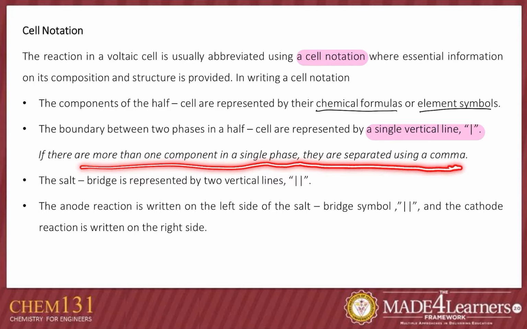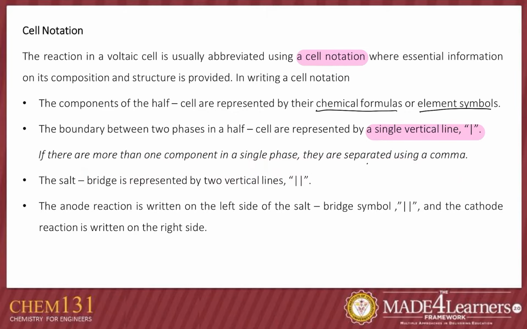If there is more than one component in a single phase, they are separated using a comma. For example, two liquids, or two solids, or two gases, or even a liquid and an aqueous solution. If you see a subscript L, that means it is pure, the liquid form of the substance, but if it is aqueous then the substance is dissolved in water. Still, even if this is aqueous and this is L, it is liquid form anyway, so we just put a comma there.